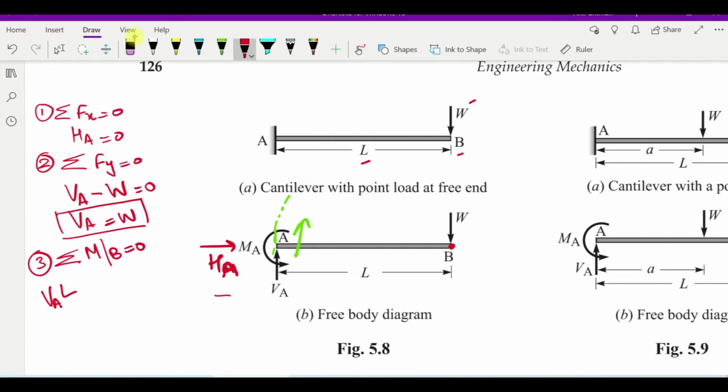Now if I hold point B, MA is anti-clockwise, so minus MA is equal to 0. So MA is equal to VA into L, and we already know VA, which is W into L. So MA is equal to WL. That's how we can use the three equations of equilibrium to find out the support reaction. Let us take one more example.